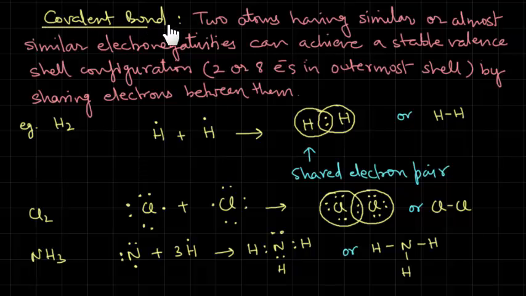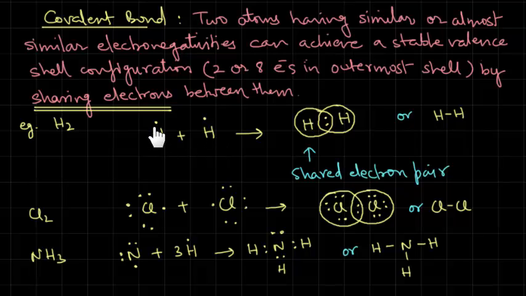Let's start with covalent bond now. When two atoms having similar or almost similar electronegativities achieve a stable valence shell configuration, 2 or 8 electrons in the outermost shell, by sharing of electrons between them, then that bond is a covalent bond. Till now we studied that one atom gives the electron and the other atom accepts it. But here it's about sharing of electrons. Let's understand that with an example.